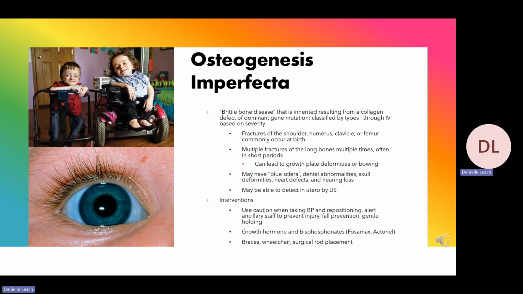Examples of bisphosphonates are Fosamax and Actonel. They also may need things like braces, wheelchairs, and surgical rod placement for bones that they have broken several times.